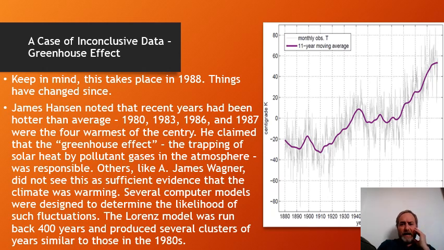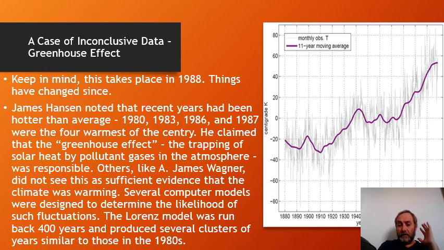They designed some computer models to determine the likelihood of such fluctuations, right? Could it just be pure chance that you would get four warmest years of the century all together like that? Lorenz model, which is a model of global climate, global temperature, like a computer model, they ran it back 400 years, and they found that yeah, actually, they got several clusters of these types of years, right? So just without any global warming, just by pure chance, you're going to get some of these clusters of really hot years. All right, so that's the report as we get it, right?